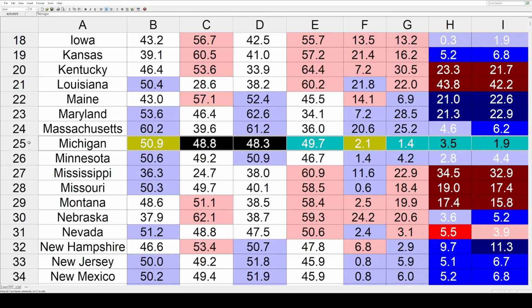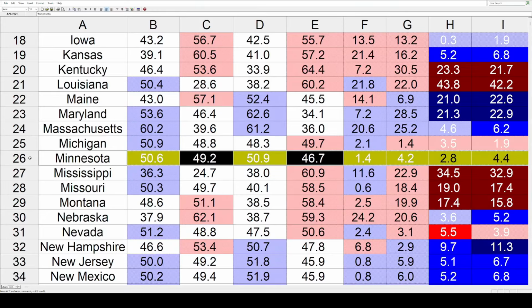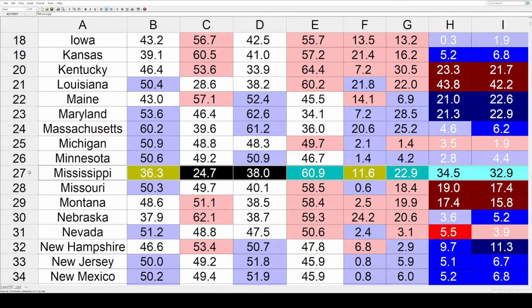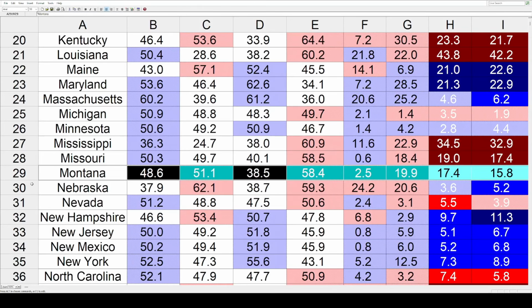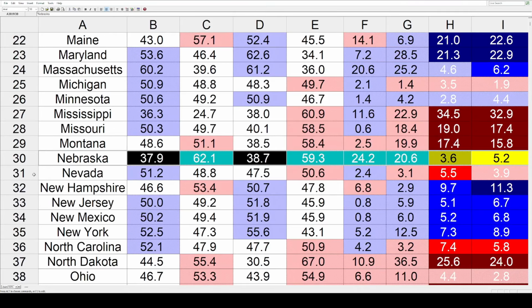Michigan is tied with Iowa for the smallest trend out of all the states, but it's in the opposite direction. It got redder by 1.9. Minnesota is bluer at 4.4. Mississippi way redder at 32.9. Missouri 17.4 and Montana 15.8. Nebraska is bluer at 5.2.